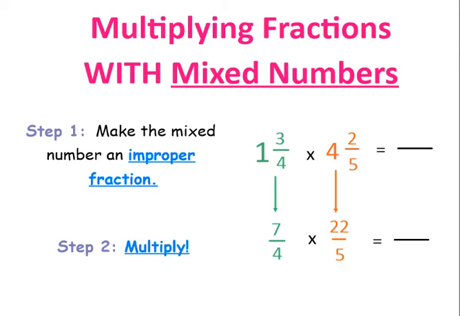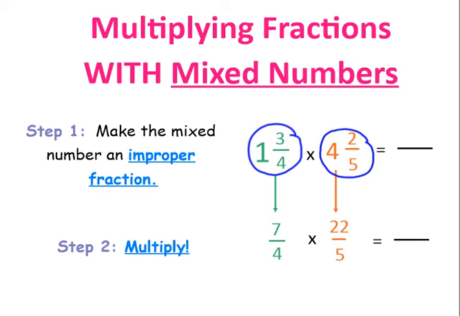So we've done so far fraction times fraction, and we've done whole number times fraction. Now, what about mixed number times mixed number? Again, very simple, quick fix. All you need to do is take this mixed number, change it into an improper fraction, multiply as normal. So 4 times 1 is 4, plus 3 is 7, and here we have 7/4. Here we have this guy. 5 times 4 is 20, plus 2 is 22/5.